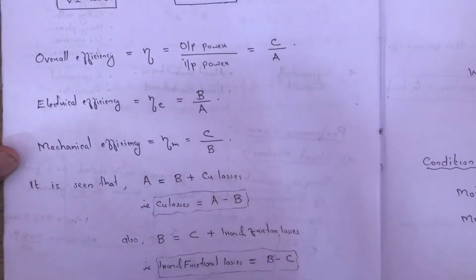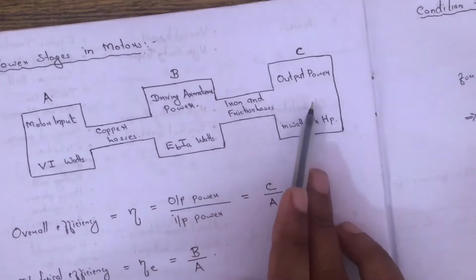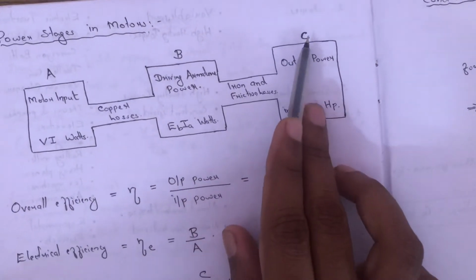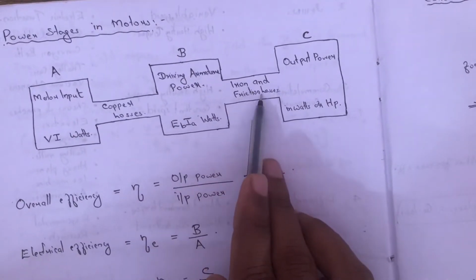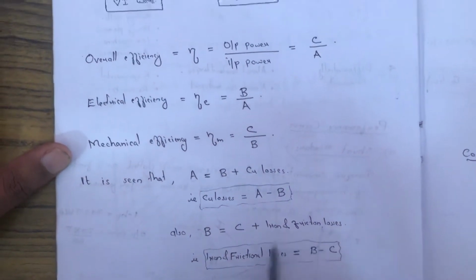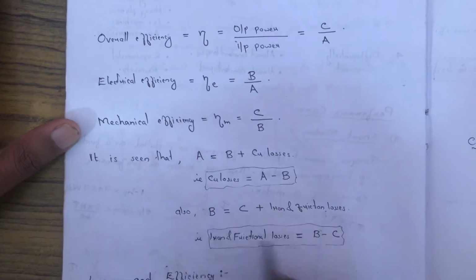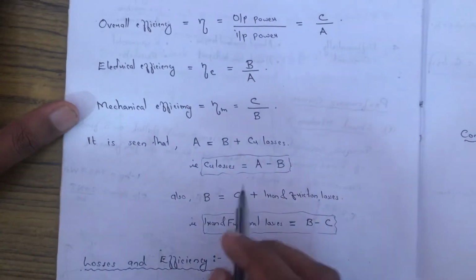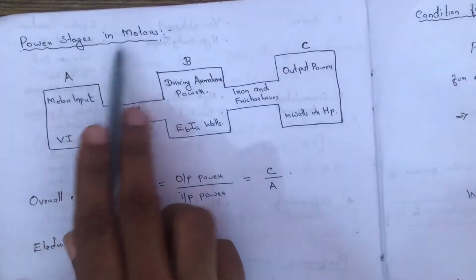So this is one equation. And also from stage B and C we can say stage C is equal to B minus iron and frictional loss. Here I have written B equal to C plus iron and friction loss, therefore iron and friction loss is equal to stage B minus stage C. So these are the equations written from the power stages of a DC motor.